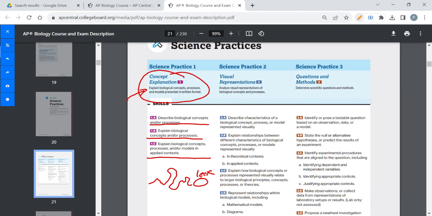In the case of visual representation, this is the modeling part. Can you create a model? If you can describe something, right? I say the parts of a cell: you have the cell membrane, which acts as a barrier. You have the nucleus, which is the control center. It's where all the genes are stored, waiting to be transcribed and eventually be translated into a protein.